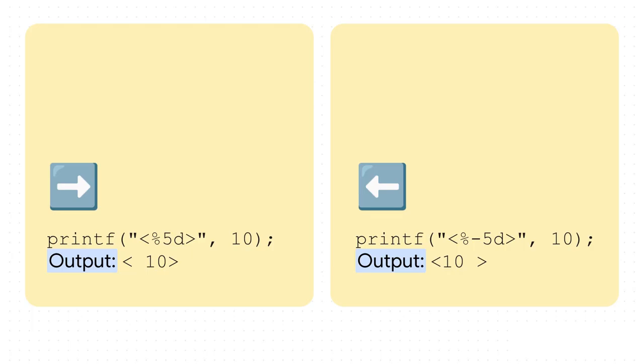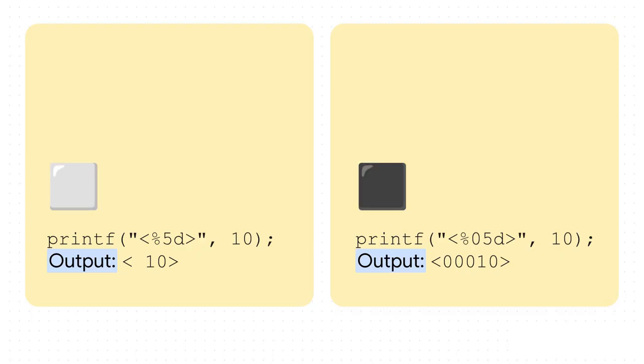First up, let's talk about width and alignment. So if you write something like printf %5d, that number 5 tells printf, hey, make sure this output takes up at least 5 character spaces. By default, it'll pad with spaces on the left to right align it. But if you just toss in a little minus sign flag right after the percent, like %-5d, it completely flips it. Now it's left justified.